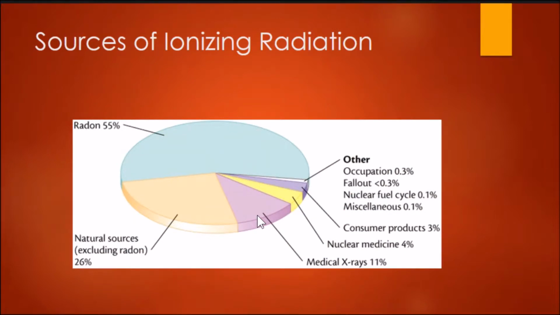Most of our radiation is going to come from radon, which is a colorless, odorless gas that is a result of uranium decay. We'll talk more about radon, but most of our radiation comes from radon. Other natural sources, 26%, and then look at this, this is what we're responsible for as mankind.